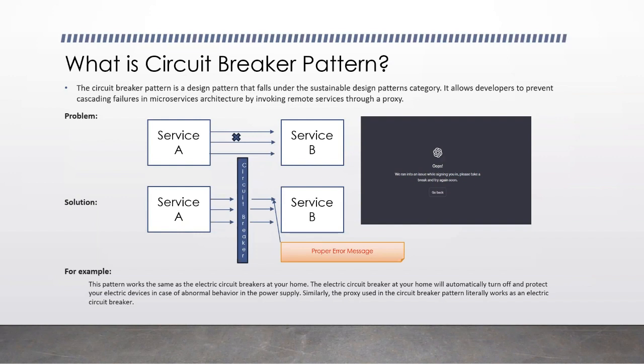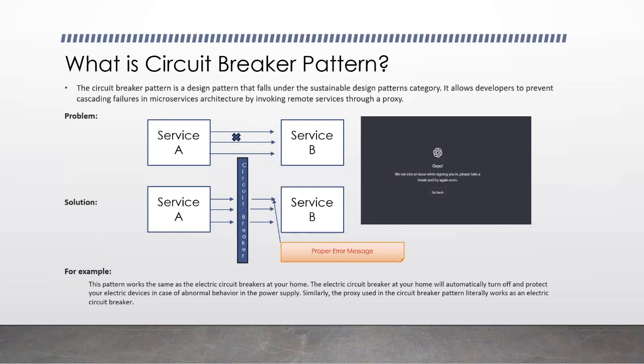The circuit breaker pattern is a design pattern that falls under the sustainable design pattern category. It allows developers to prevent cascading failures in microservice architecture by invoking remote services through a proxy. Basically it prevents the cascading failures in microservice. So let's see what is the problem that we are facing and how this circuit breaker solves that problem.